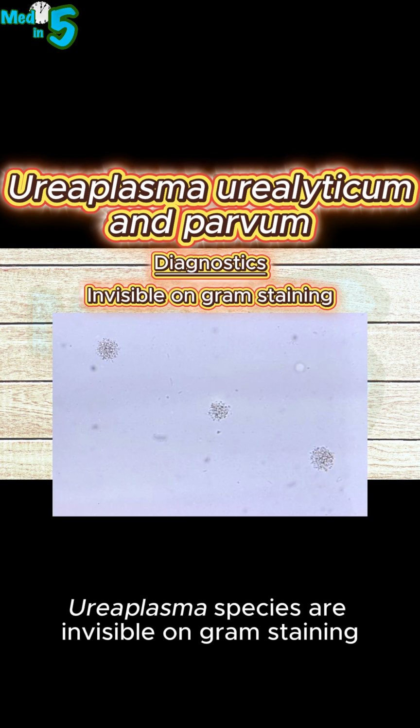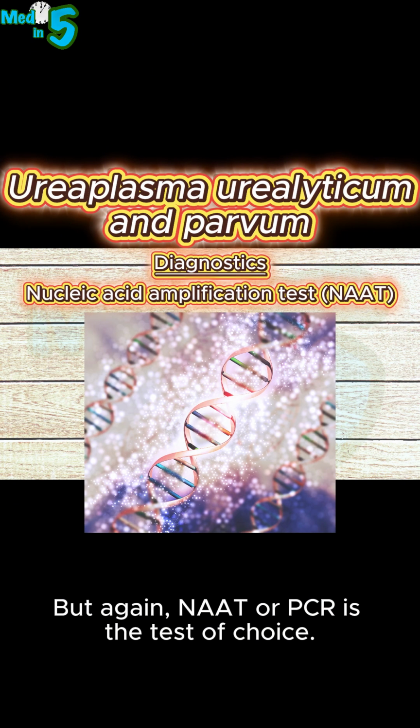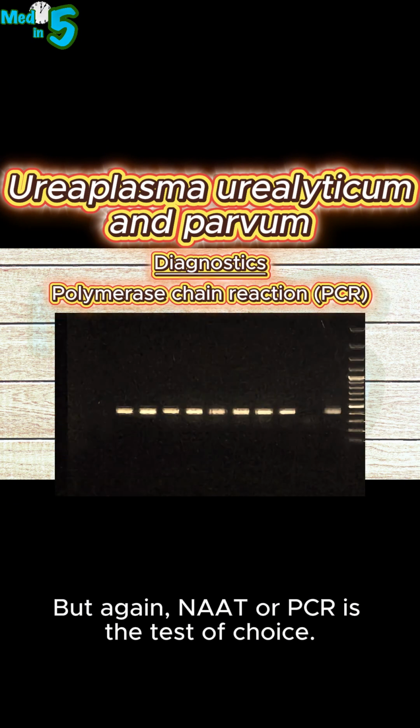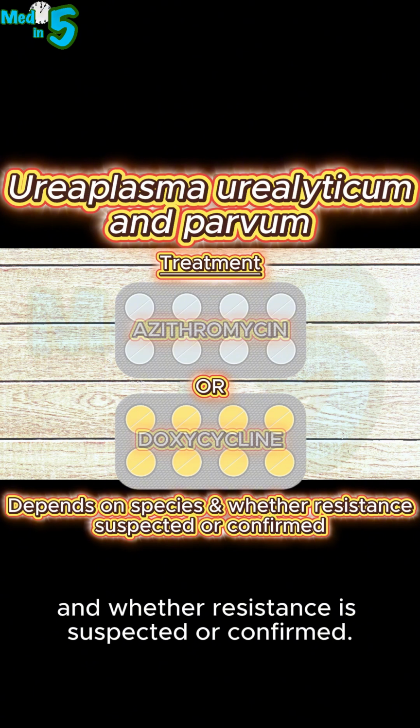Ureaplasma species are invisible on gram staining and grow slowly in special media. But again, NAAT or PCR is the test of choice. Treatment often involves doxycycline or azithromycin, depending on the species and whether resistance is suspected or confirmed.